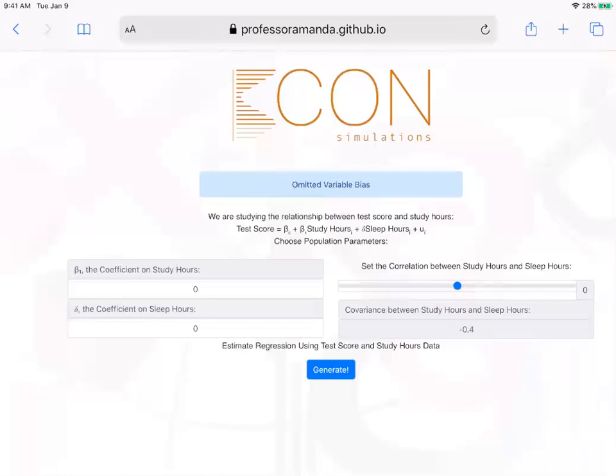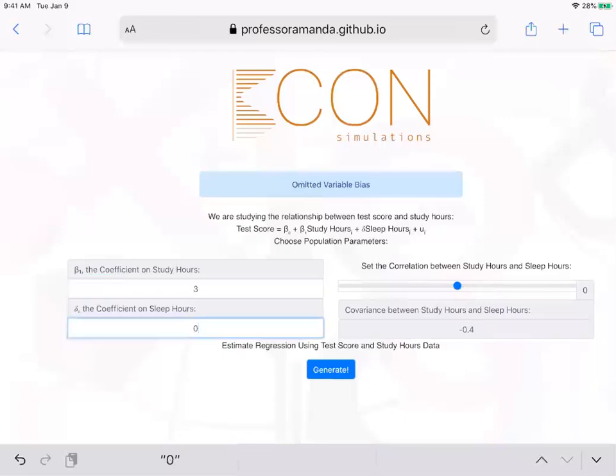So what is the true relationship between the number of hours spent studying and test scores? Now, I don't mean the correlation we see in the data, but imagine if we did a randomized controlled trial and assigned some students to study more. So how about I assume that on average, each additional hour of studying is associated with 3 more points on the test.